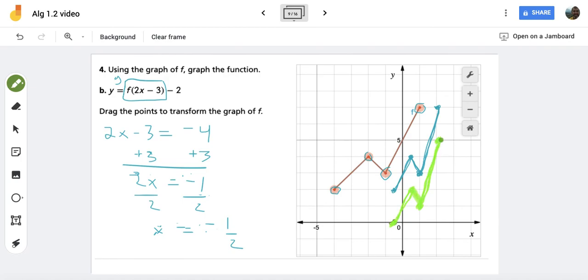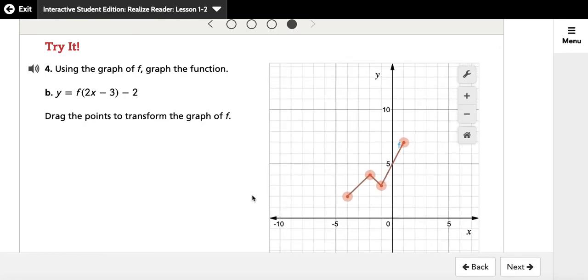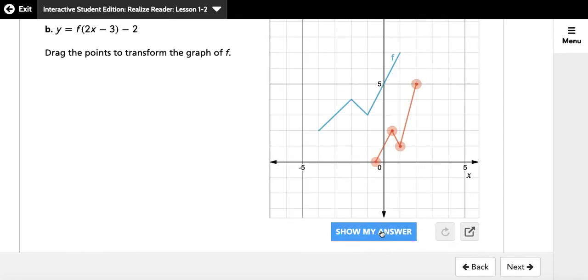Let's see how I did. It's going to go through 2, 5, and 1, 1, and then go up and down. It went through 2, 5, and 1, 1, and then came up and down. Yep, so I think that is what I had.